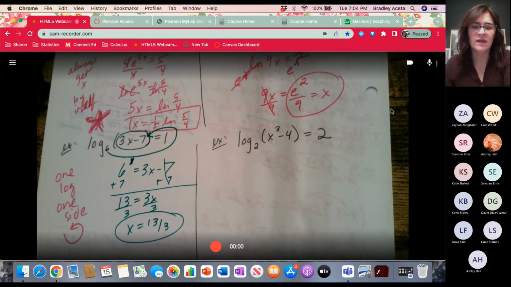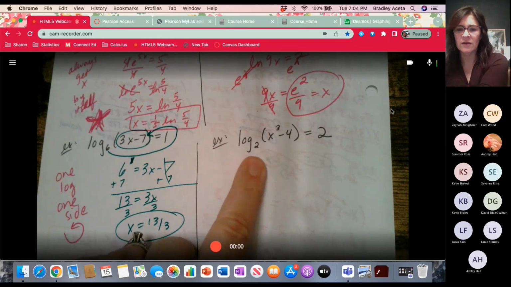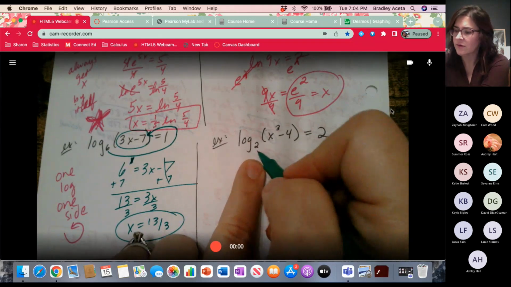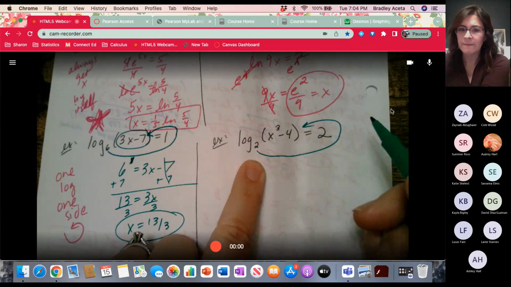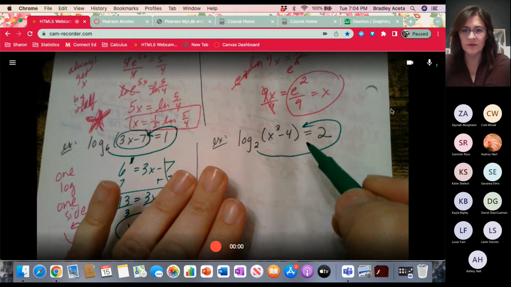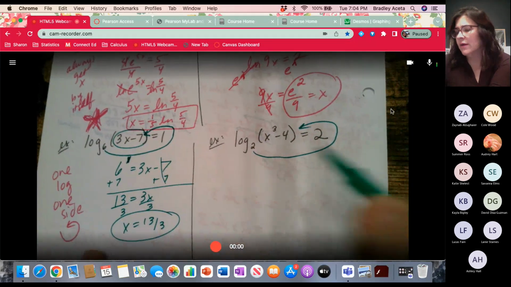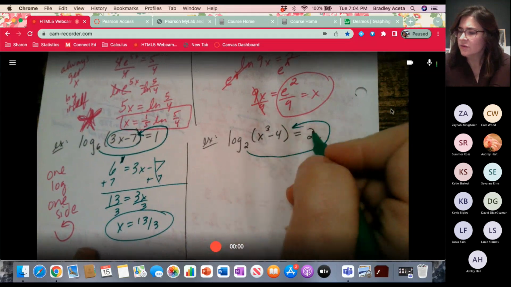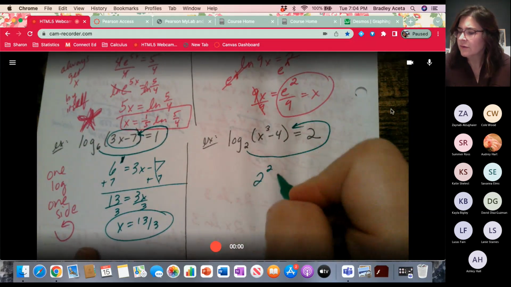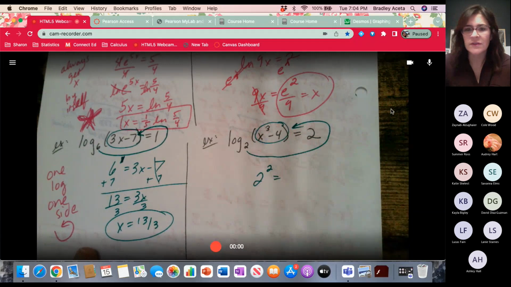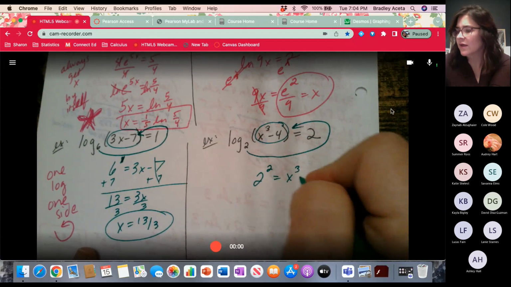One log, one side, whoop, wrap it around. Same thing here. One log, one side, wrap it around. And notice how my log is on the left. That's how I like to wrap it around. So 2 to the power of 2 equals, what's next to the log? x cubed minus 4.